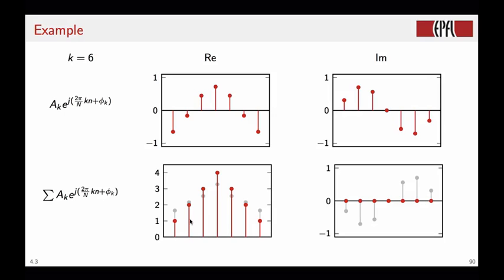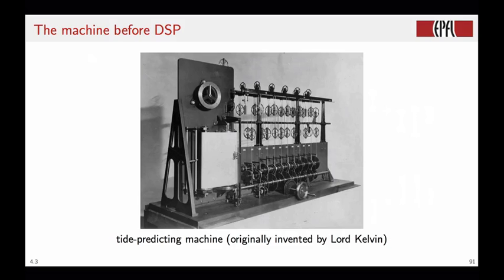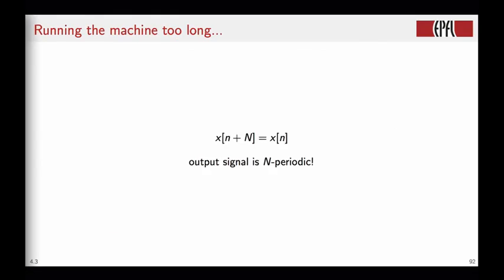So why do we think about the DFT reconstruction formula as a machine? Because in reality, these machines were used in the past, for instance, to predict the tides. The tide is a periodic phenomenon, and once you find the modes, you can actually use the experimental data to predict the evolution of the tide as a superposition of sinusoidal components. So this machine that was originally invented by Lord Kelvin is nothing but a mechanical implementation of the DFT reconstruction machine that we just saw before.